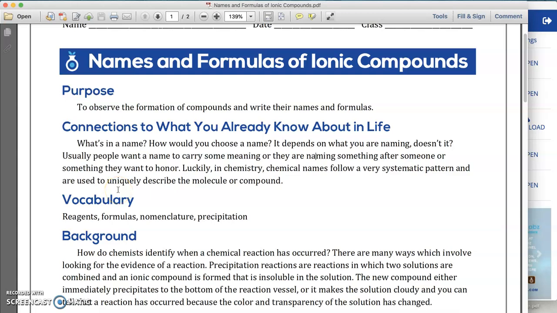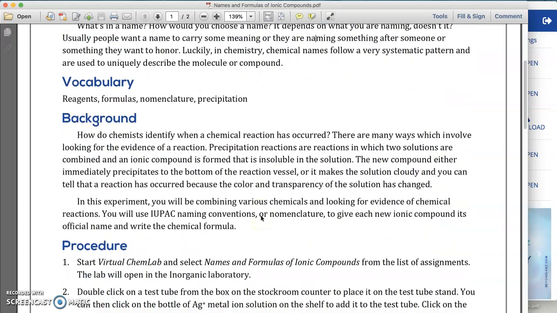So in this lab, we're going to be practicing naming ionic compounds. We'll also be looking at some of the reactivities of different ions. When ions react, a lot of times they form a precipitate or a solid in a test tube, and we are going to observe that today. You can read through this. It's got a really great explanation of precipitation reactions here.